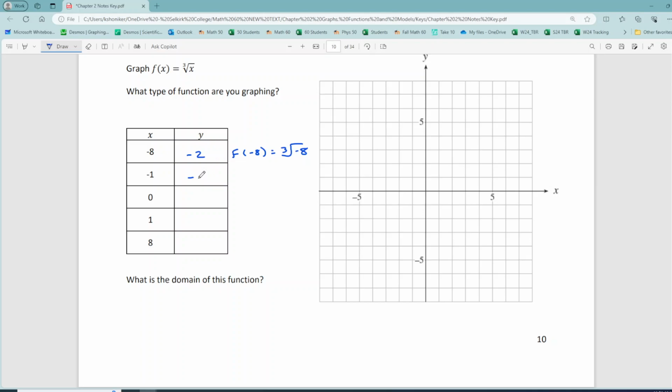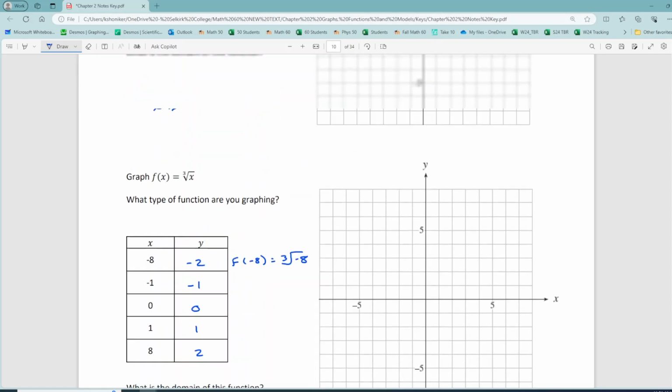Cubed root of -1 is -1. Cubed root of 0 is 0. Cubed root of 1 is 1. Cubed root of 8 is 2. You'll notice that this is very similar to our cube function.